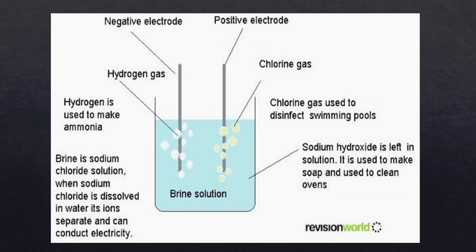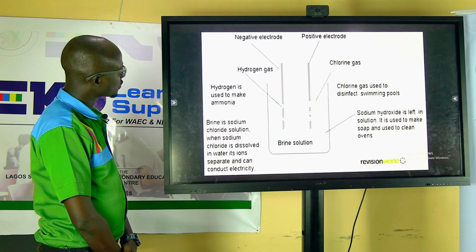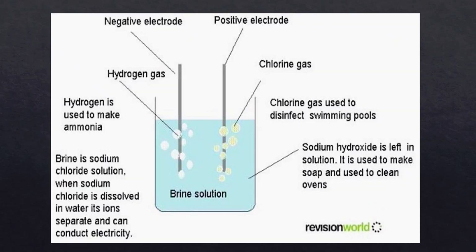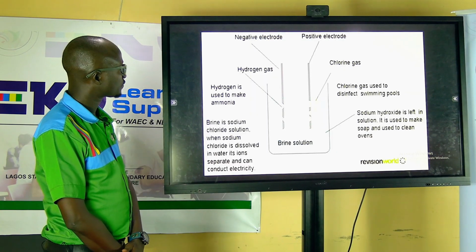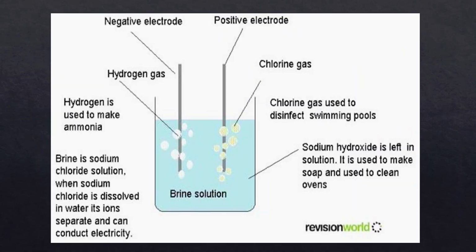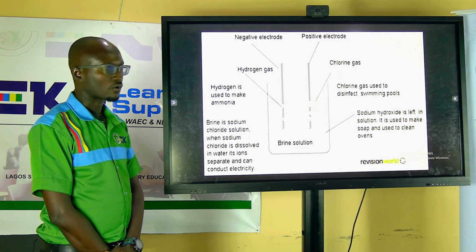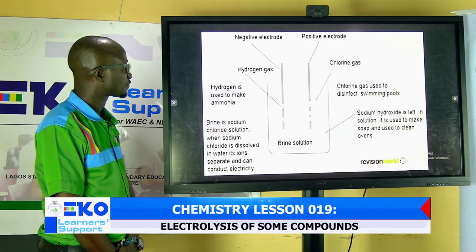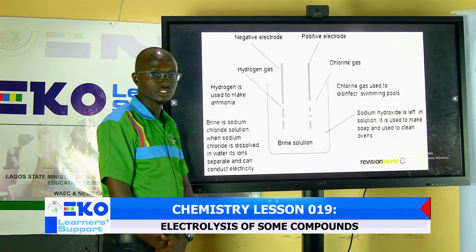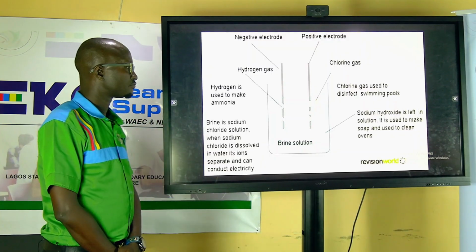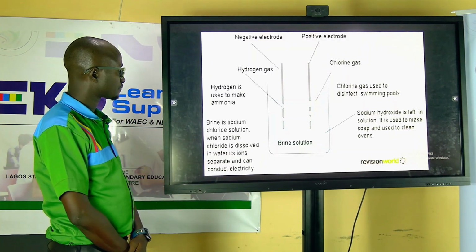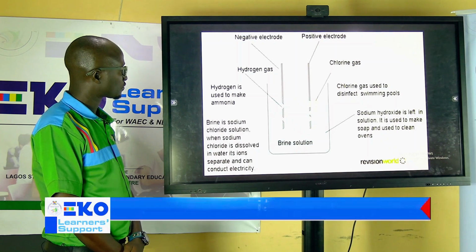So this is a diagram showing what happens during the electrolysis of brine. Chlorine gas is produced at the positive electrode, which is the anode, while hydrogen gas is produced at the negative electrode, which is the cathode. How does this occur? Why is chlorine gas produced? Why is OH- not discharged, like we did in the previous example during the electrolysis of acidified water? Why is it chlorine gas now? We'll get to know that.